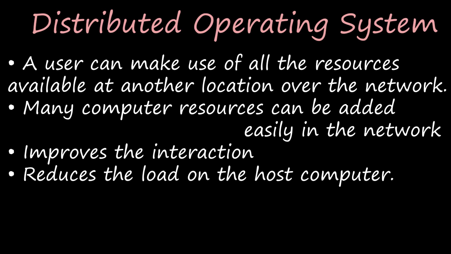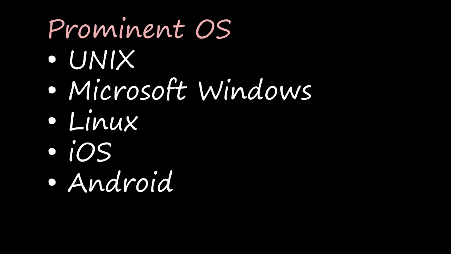Okay, and the next and last topic in this chapter is prominent operating systems. The prominent operating systems are Unix, Linux, Microsoft Windows, iOS, and Android. Prominent means just important operating systems, the mainly used operating systems, right?